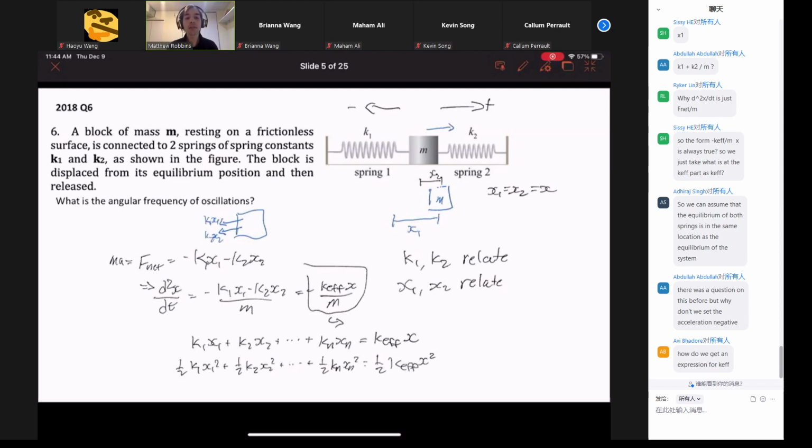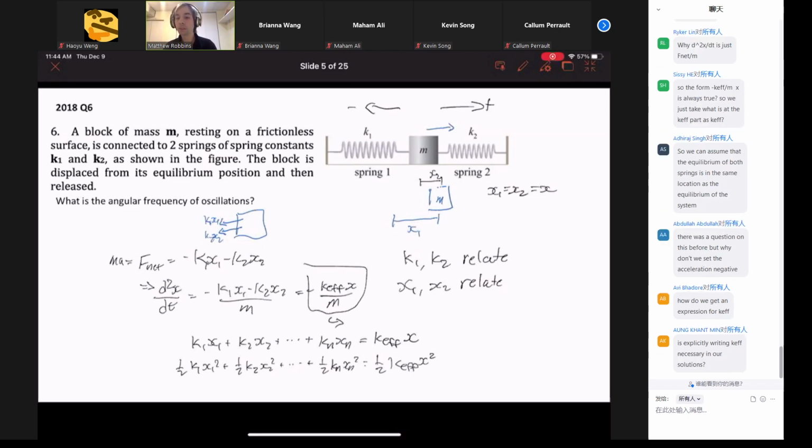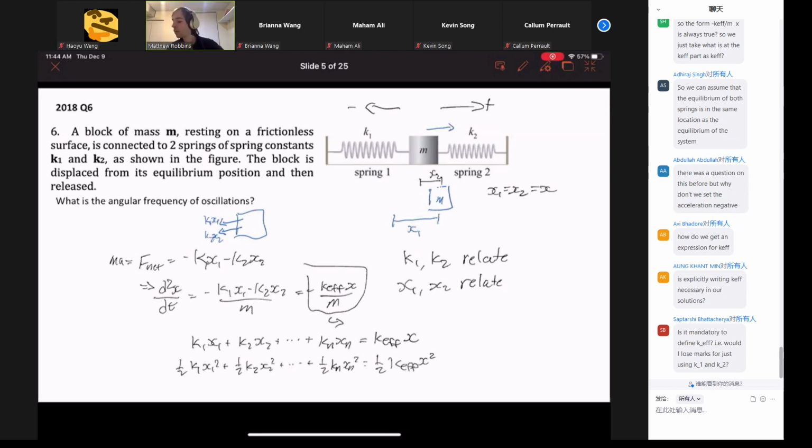So the way that you get k effective is you rewrite your simple harmonic motion equation in terms of x, and then whatever's multiplying x, if you're dealing with forces, is going to be k effective. So then k effective will be k1 plus k2. Can we assume that the equilibrium of both springs is in the same location as the equilibrium of the system? Yes, you can. If the system is in equilibrium, that means that the springs also have to be in equilibrium, meaning that they are automatically at their equilibrium length.